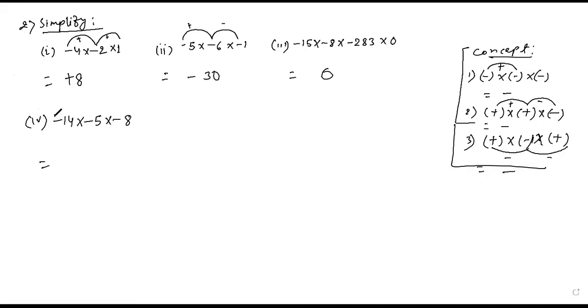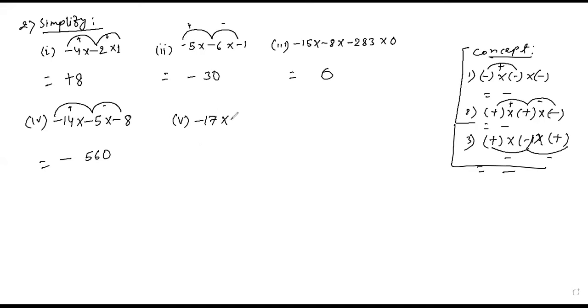Again, minus into minus is plus. Plus into minus is minus. Now multiply the numbers. 14 5s are 70. 70 8s are 560. Understood? Say yes. Any problem, doubt?